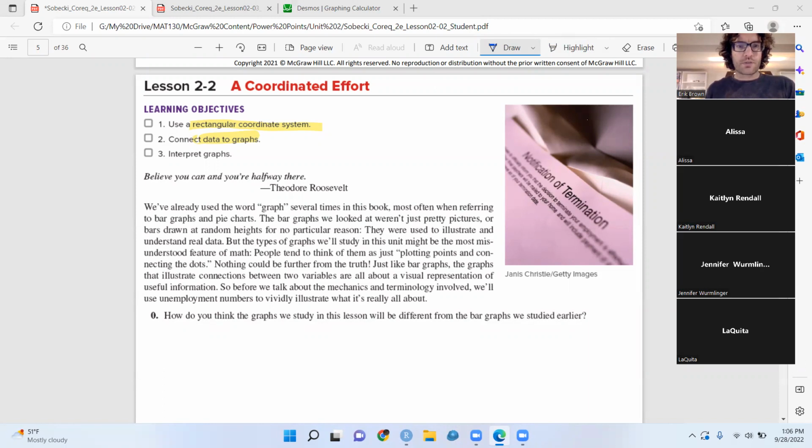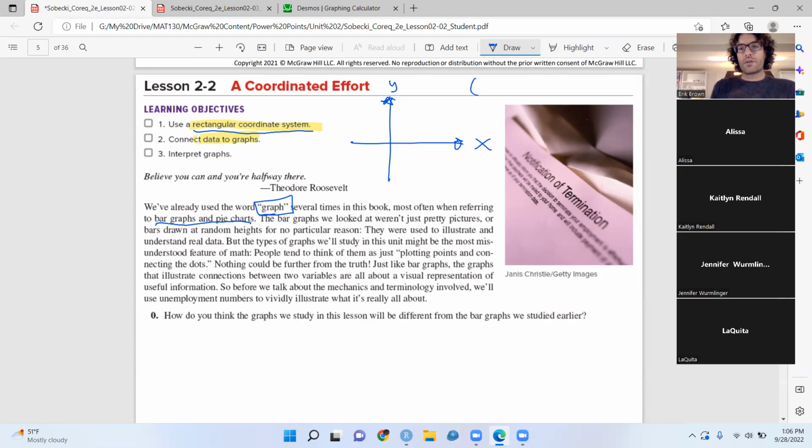So our author is pointing out that we've used this word graph to refer to bar graphs and pie charts. They are the representation of data. It's like a visual look at it. But that's a kind of real general use of the word graph. It kind of fits. What we're going to talk about now is what you do in algebra, and that is the XY coordinate plane, which is what we mean by a rectangular coordinate plane.